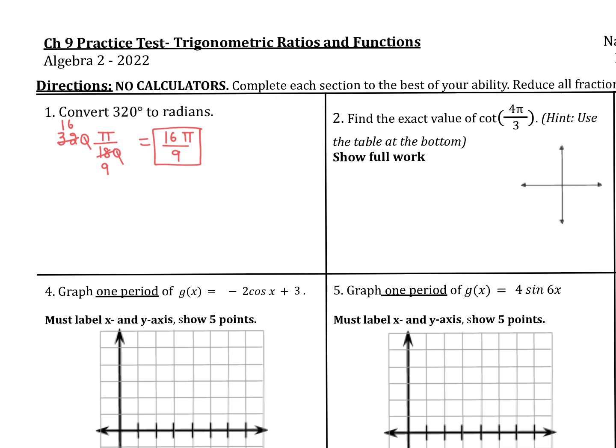If you find the cotangent of 4 pi over 3 from the unit circle, 4 pi over 3 is negative 1 over 2 comma negative square root 3 over 2, which is x comma y. For cot theta, this is going to be x over y, so negative 1 over 2 divided by negative square root 3 over 2.